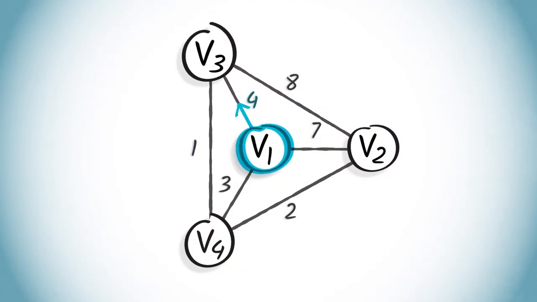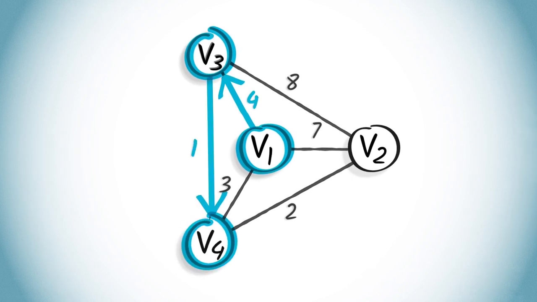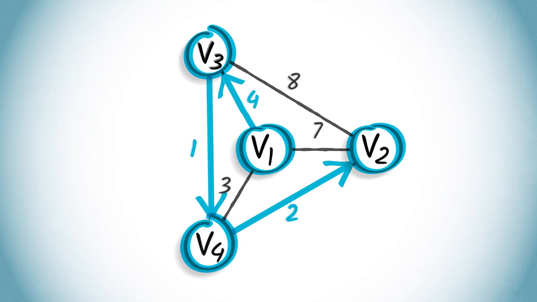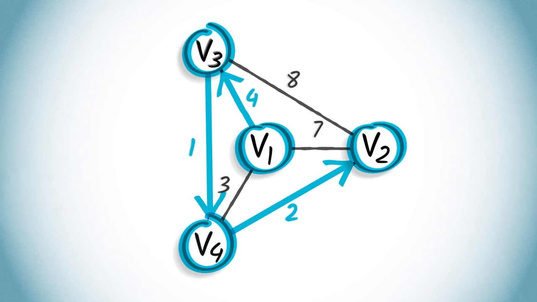The path V1, V3, V3, V4, V2, V4 has a total weight of 4 plus 1 plus 2 equals 7, and is actually the shortest path starting from V1 and passing through all the vertices of the graph. So this is the optimal solution of the TSP for this graph.